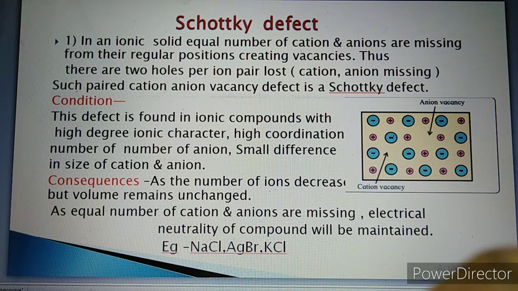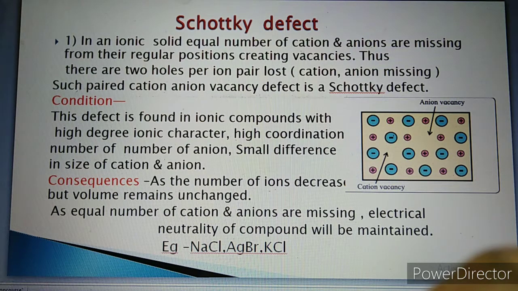This Schottky defect is observed in the case of NaCl, AgBr and KCl. What is NaCl? Sodium chloride. AgBr is silver bromide. KCl is potassium chloride. So whenever there is a note on Schottky defect, you have to write when this Schottky defect occurs, what the conditions are and what the consequences are, and with a figure.